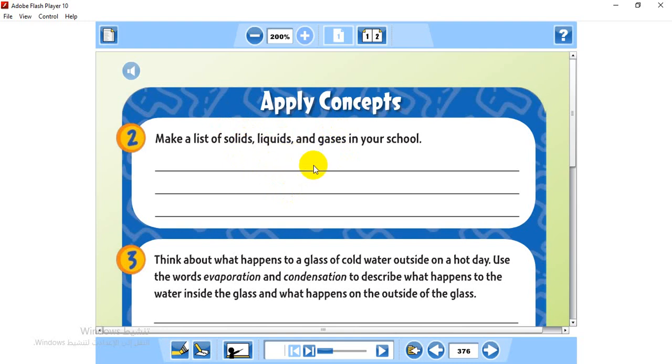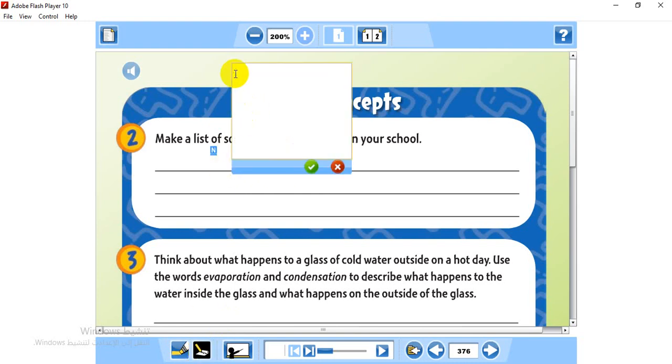Okay, guys, so I will write for you. Solids like what, guys? Let me use this one, the notes. Okay, here, yes, I will write it here. Let's start with solids. Solids like the table, your table, chair. Okay, what else? Board. Okay, this is the solid.